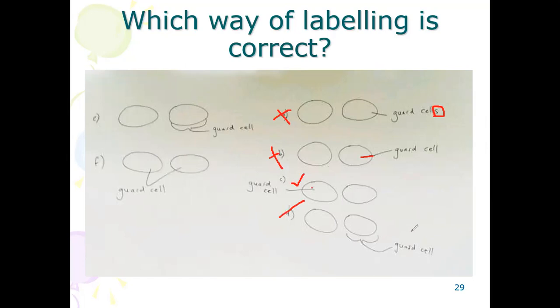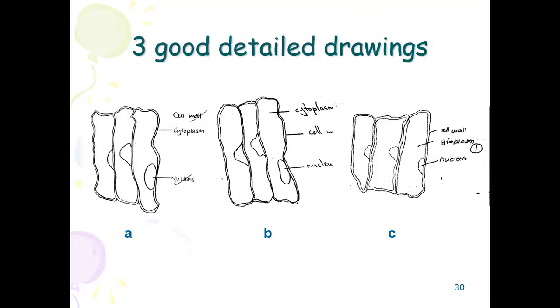D is wrong. You can use a bracket to label a structure, but the bracket must touch the object that you want to label. In this case, the bracket is touching the space outside the cell, so it's wrong. So this is the correct way. If you want to use a bracket, it must touch the object. And this one is also wrong because when you label 2 cells, how come your label is for 1 cell? So you must have an S here. So these are all the common mistakes among the students in the exam answers. You have to pay attention to them.